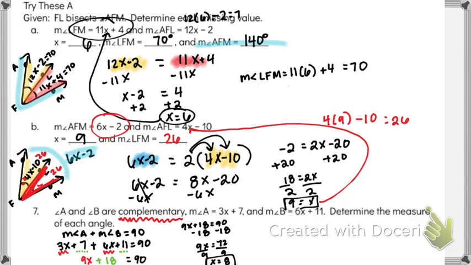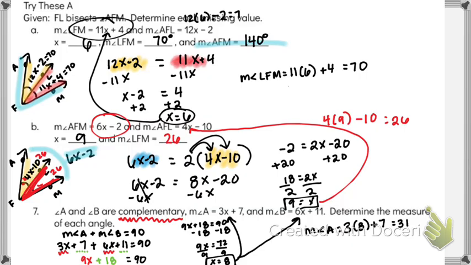Now, for this one, it says determine the measure of each angle. So I do want to know what each of these angles are. So let's do measure of angle A. And we have 3x plus 7. So 3, and then x is your 8. So 3 times 8 plus 7. 3 times 8 is going to be 24. And then you're going to add 7 to 24. That's going to be 31.